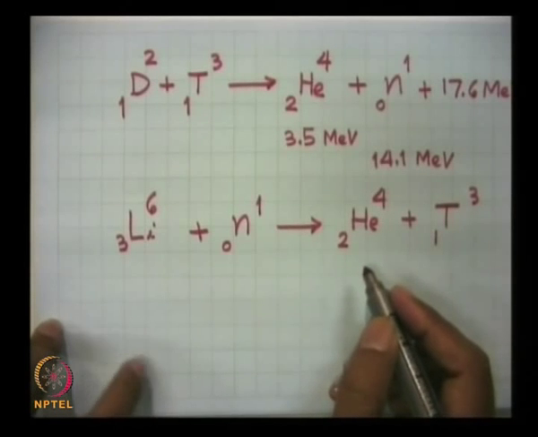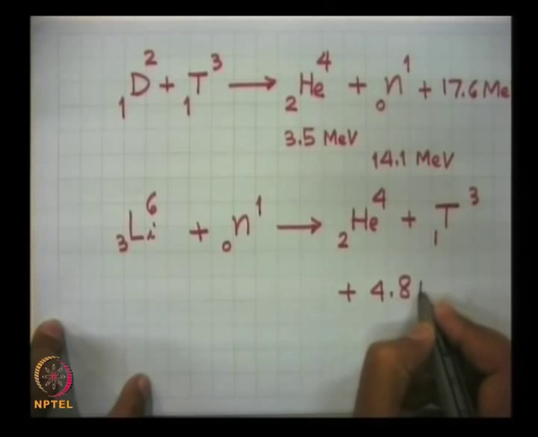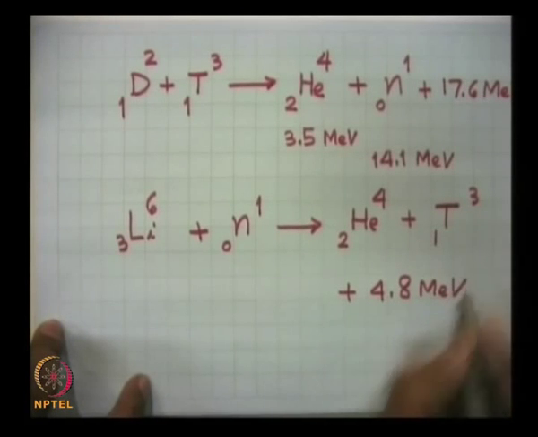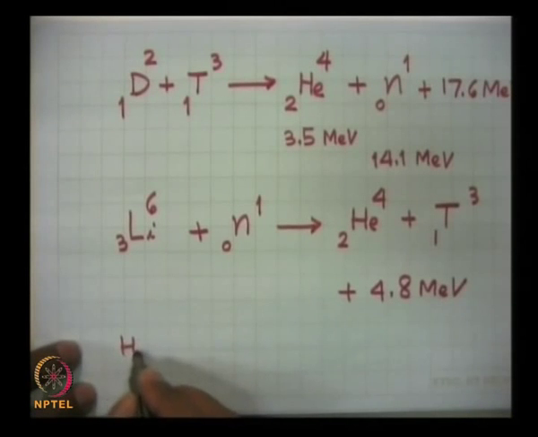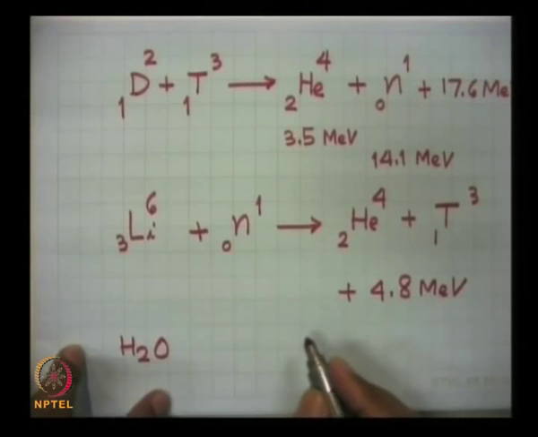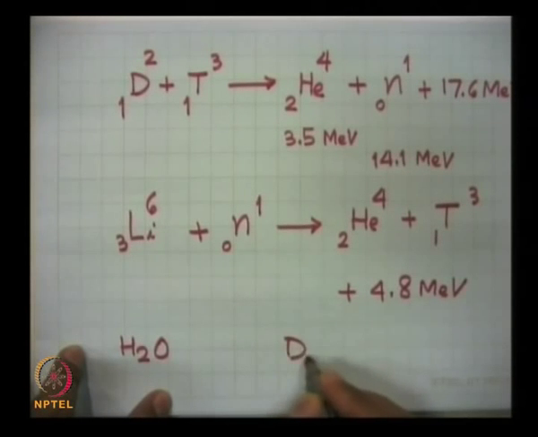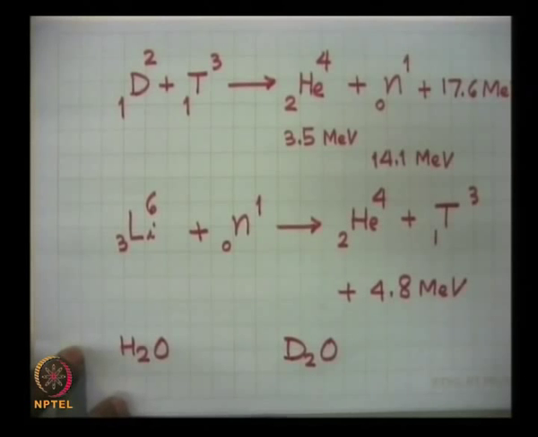In the process, 4.8 MeV energy is released, and very significant amount of seawater is deuterium. Normally water is H2O, but typically around 0.1% or slightly less than that of seawater is D2O. So deuterium is available in seawater and one can recover it at not too high a cost.